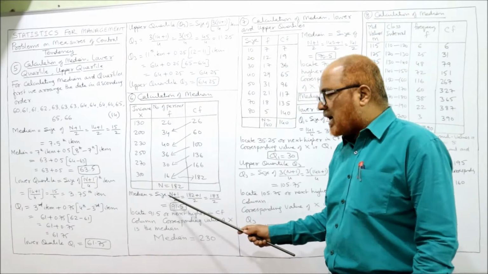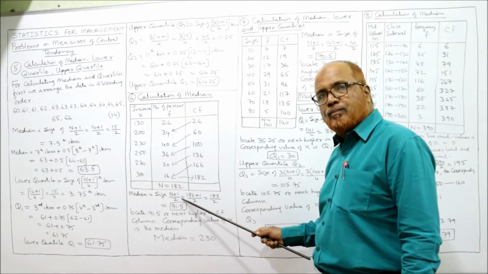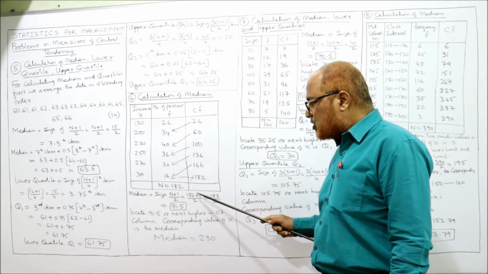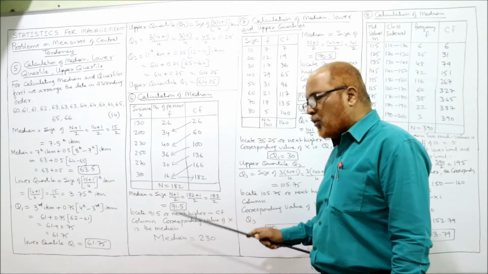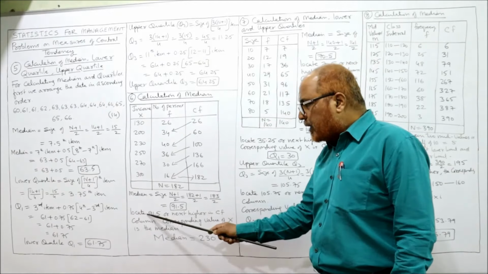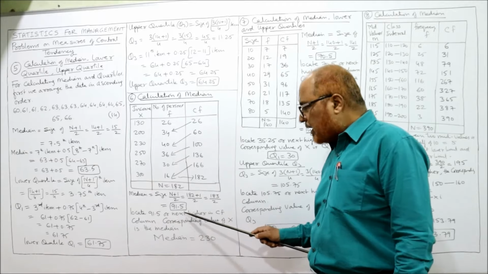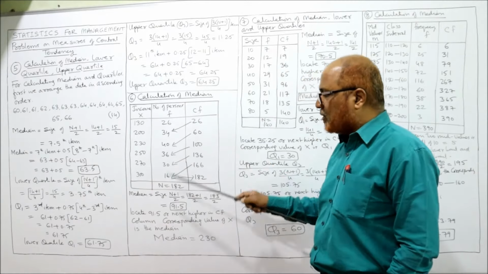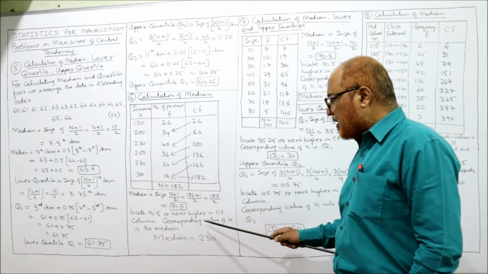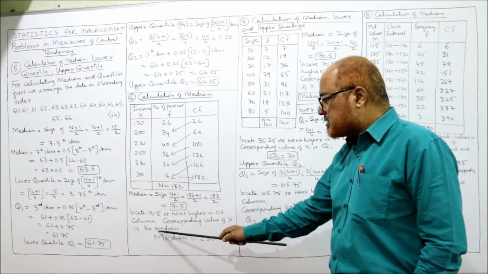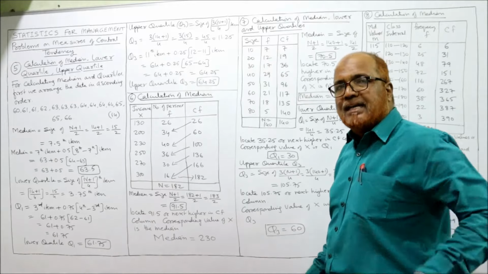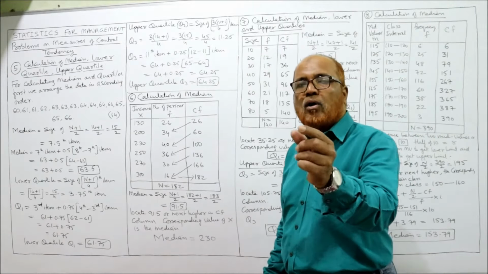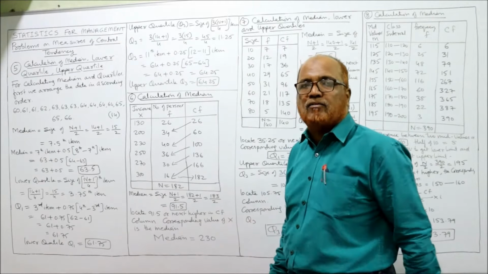Median is equal to size of n plus 1 by 2. N is how much? 182. 182 plus 1 by 2? 91.5. Now locate 91.5 or next higher in CF column. CF column means cumulative frequency column. And the corresponding value of X is the median. So exactly 91.5 or next higher to 91.5.